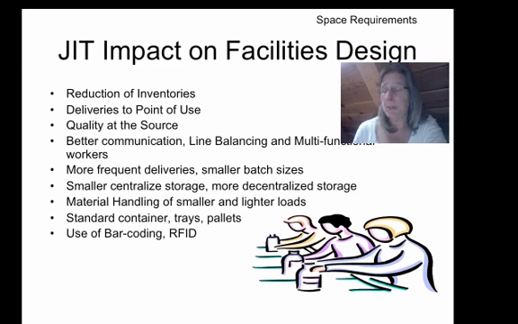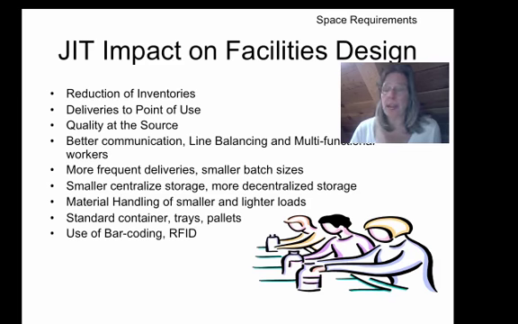More frequent delivery, smaller batch sizes. So the unit loads are going to be a little smaller and the transportation is going to be more often. So looking at what kind of material handling would support that would be part of it too. Smaller centralized storage, more decentralized storage. So you're not going to have one big inventory area, you're going to have several small ones. And the material handling is going to be for smaller, lighter loads. So maybe you'll have a conveyor belt instead of a forklift, those kinds of issues.